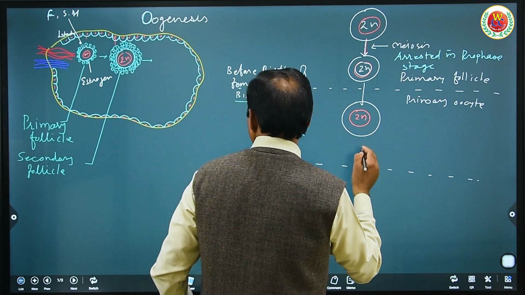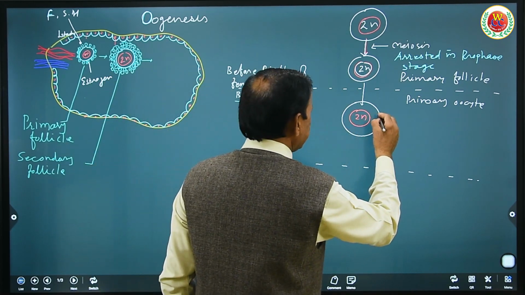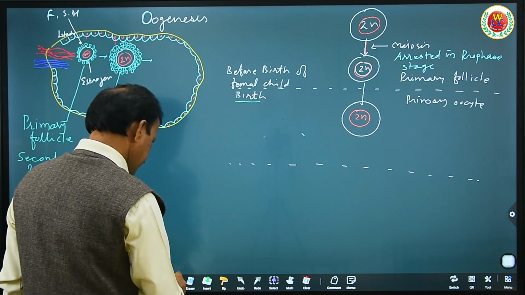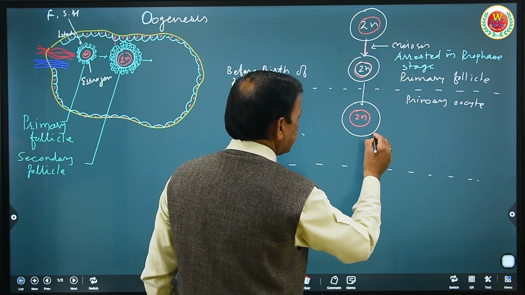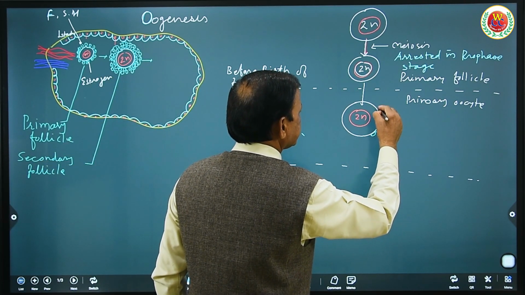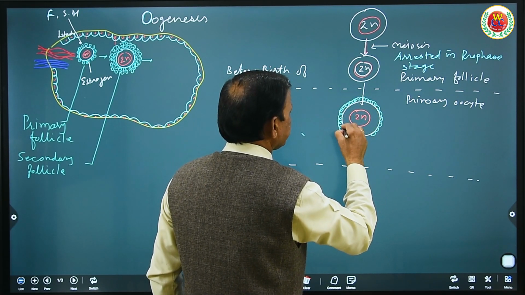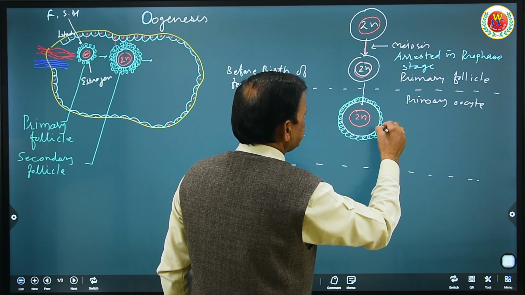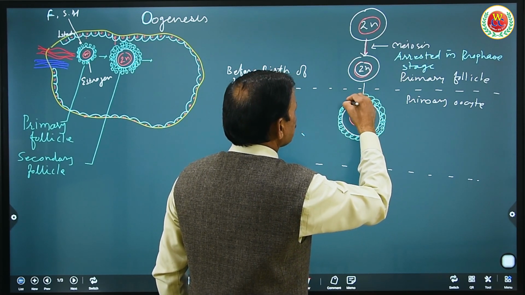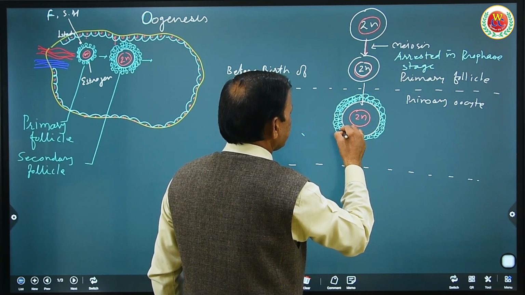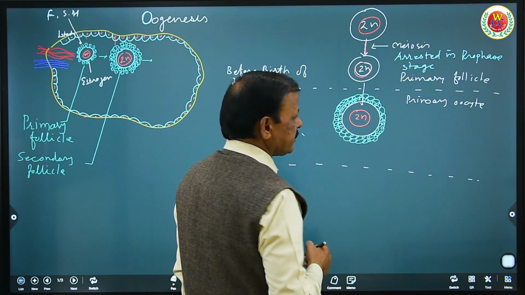These are the primary follicles. Now these are the secondary follicles with two layers. We can draw and show it so that it will be best for better understanding. Here, suppose there are two layers of granulosa cells. Therefore, it becomes a secondary follicle. So all the primary follicles become secondary follicles.